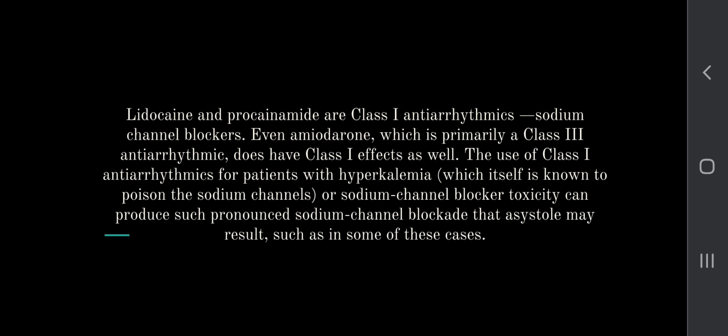Lidocaine and procainamide are class 1 antiarrhythmics, sodium channel blockers. Even amiodarone, which is primarily a class 3 antiarrhythmic, does have class 1 effects as well. The use of class 1 antiarrhythmics for patients with hyperkalemia, which itself is known to poison the sodium channels, or sodium channel blocker toxicity, can produce such pronounced sodium channel blockade that asystole may result in some of these cases.